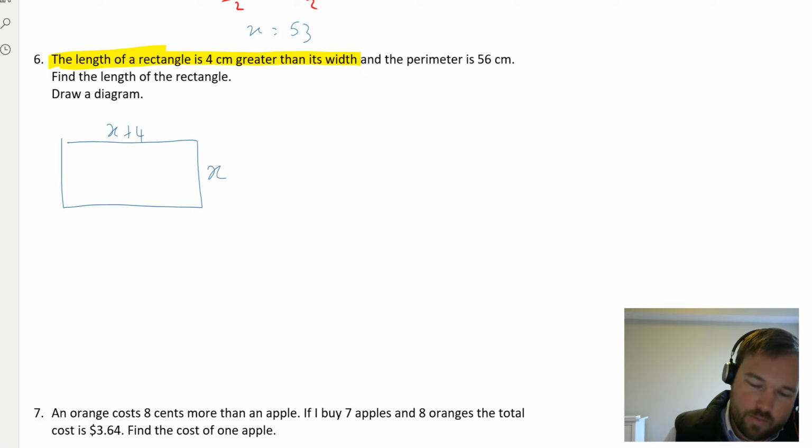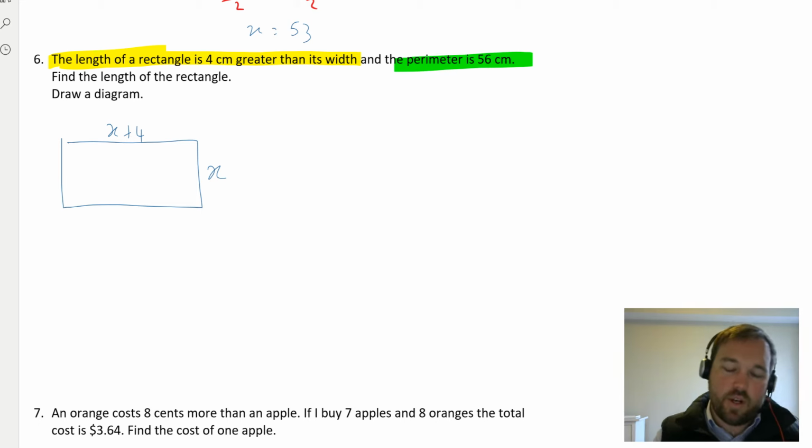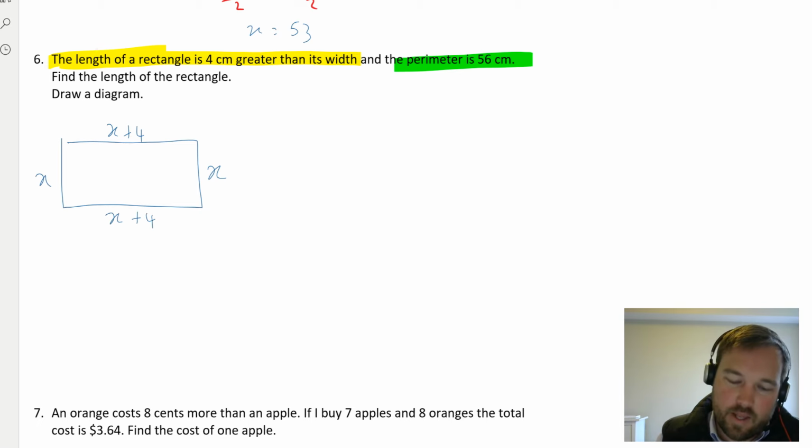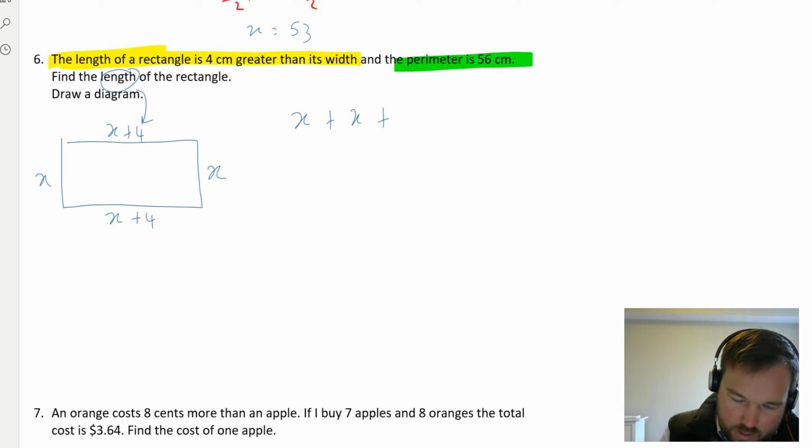We're also given the perimeter is 56. So we know that if we add up all of these sides, we're going to get 56. And what's required is to find the length of the rectangle. So we have to remember at the end, we're going to have to give that answer there. Alright, so if we add all of these, x plus 4 plus x plus 4 equals 56.